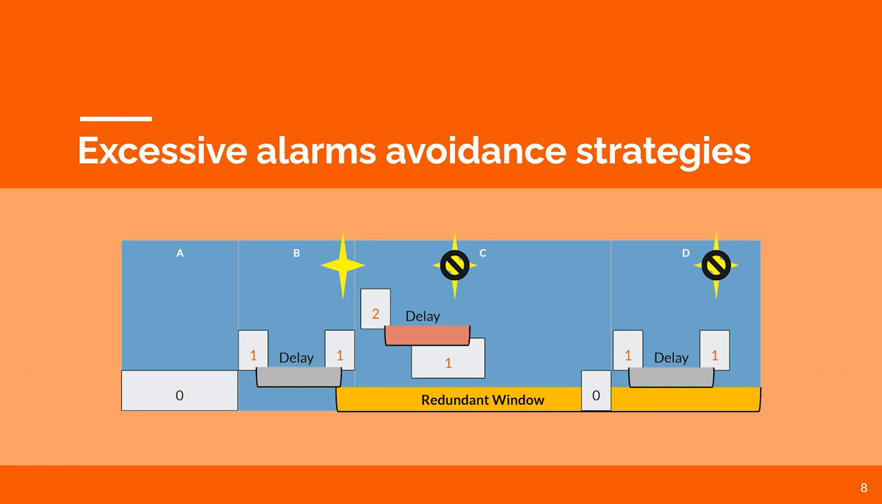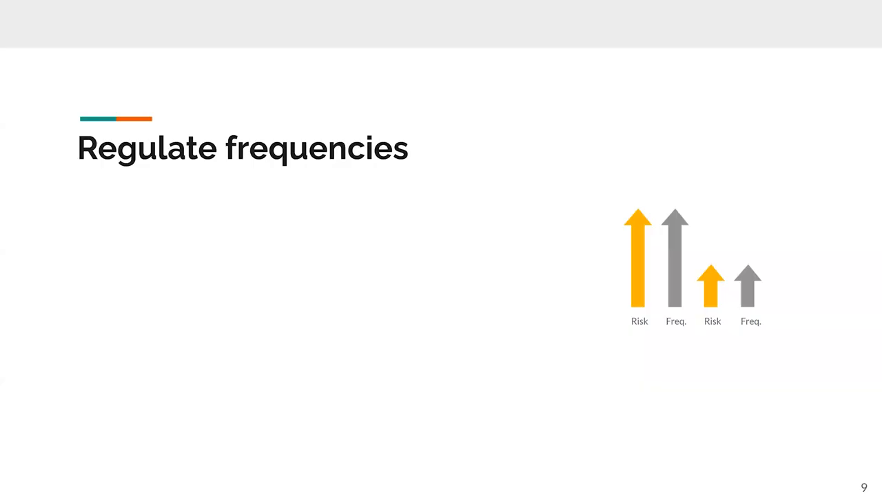We also implemented two strategies to avoid excessive alarms: a delay that retimes the alarm and only sends it if the condition persists, and a time window to prevent a new alarm of the same type from being triggered again within this window. To regulate frequencies, the idea is simple. The higher the risk, the higher the monitoring frequency, and vice versa. In addition, even when the condition is critical, data can be very redundant.